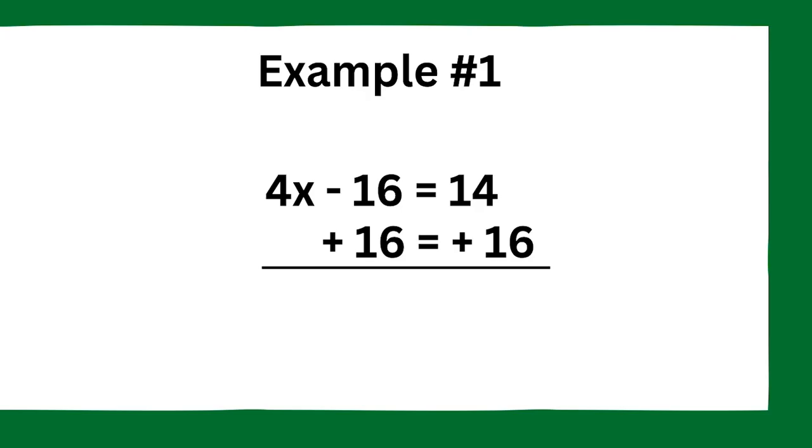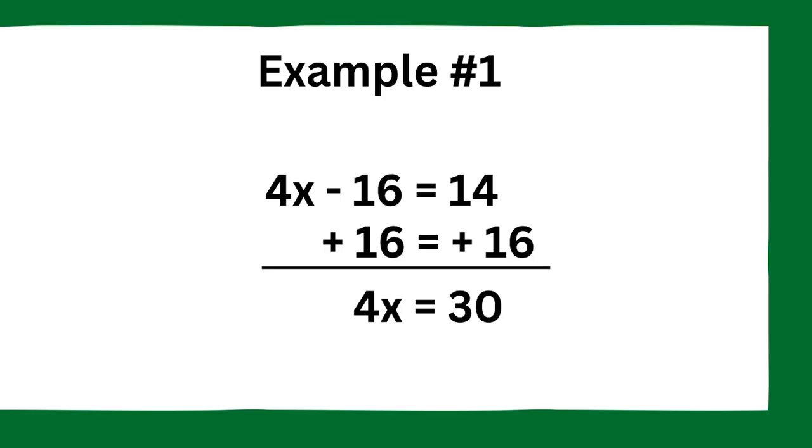So I have minus 16 at the top, plus 16 on the bottom. So I know that that's going to cancel out, and I can drop my 4x below the line. Now looking at the right side of the equation, I have 14 plus 16. And when I do that, I get 30. Now I'm going to want to isolate that variable by itself.